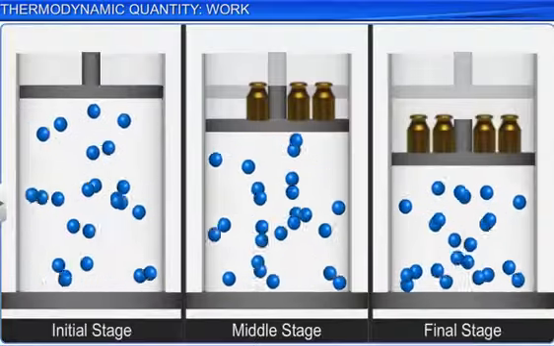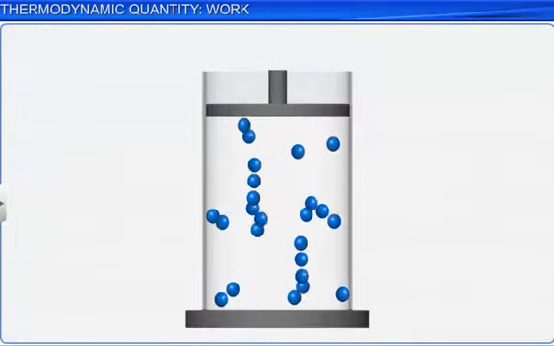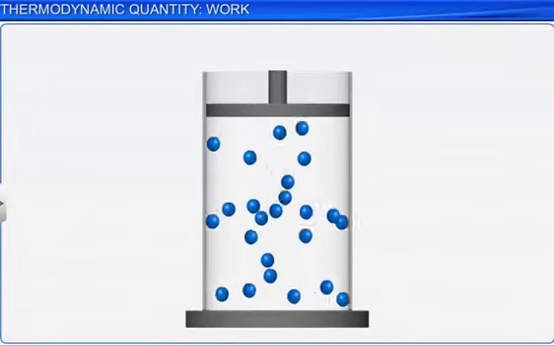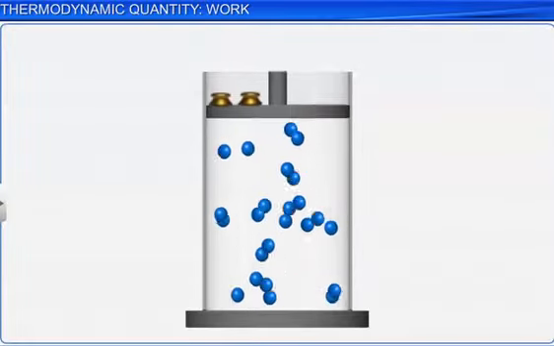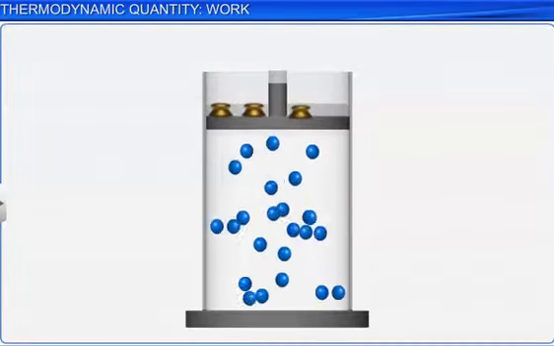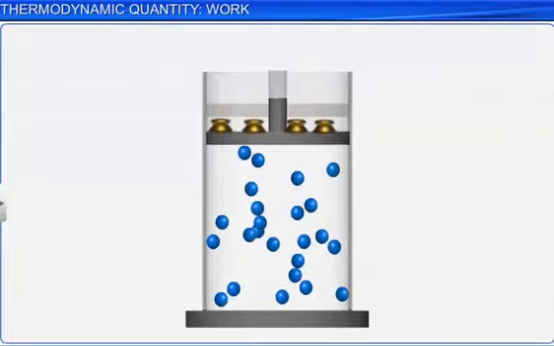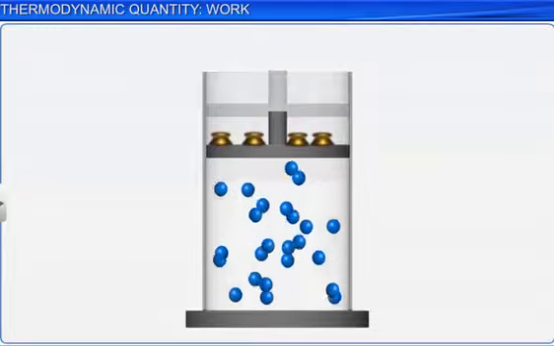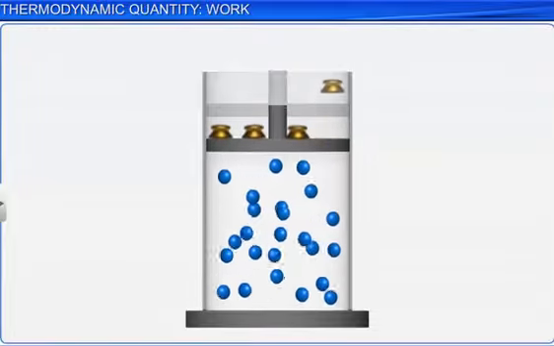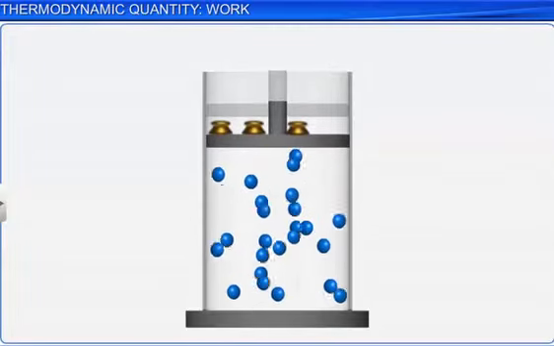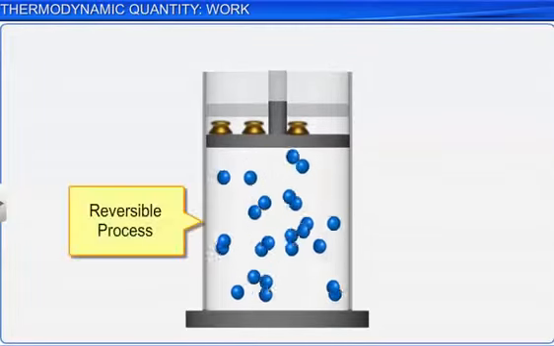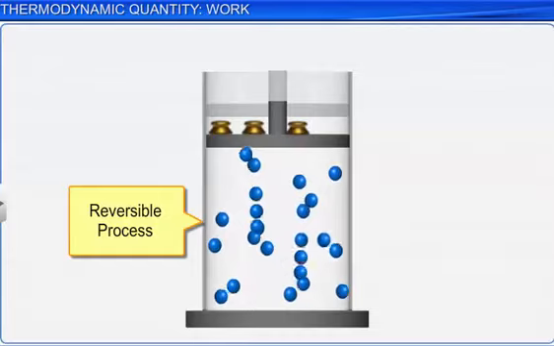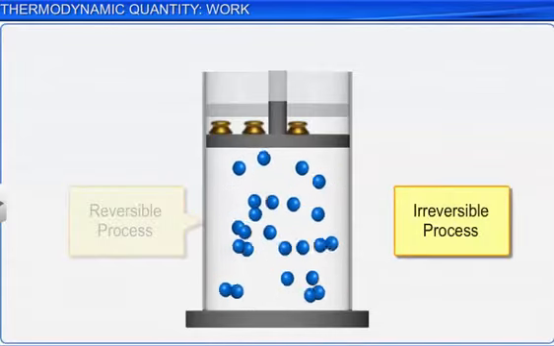To understand this, let's assume that there is a cylinder with a frictionless piston. Now, let's place a few grains of sand above the piston and allow the gas to compress by adding 1 grain of sand at a time. Here, the process is so slow that it can be easily reversed by removing 1 grain of sand at any time. This is known as a reversible process. Processes which are not reversible are known as irreversible processes.